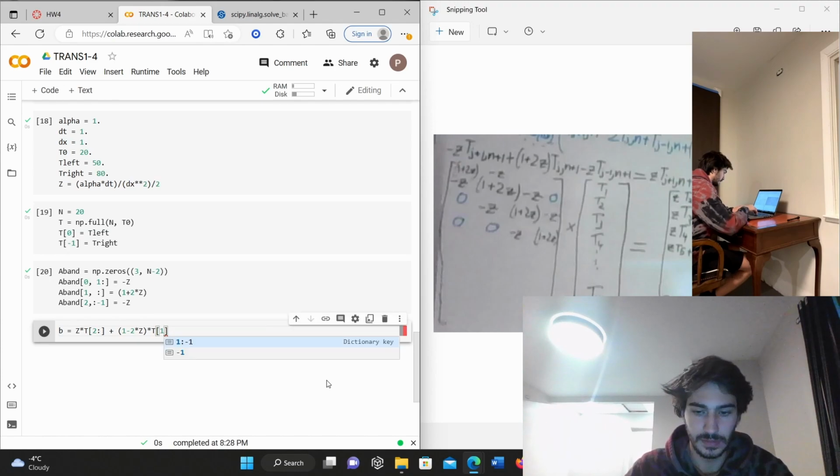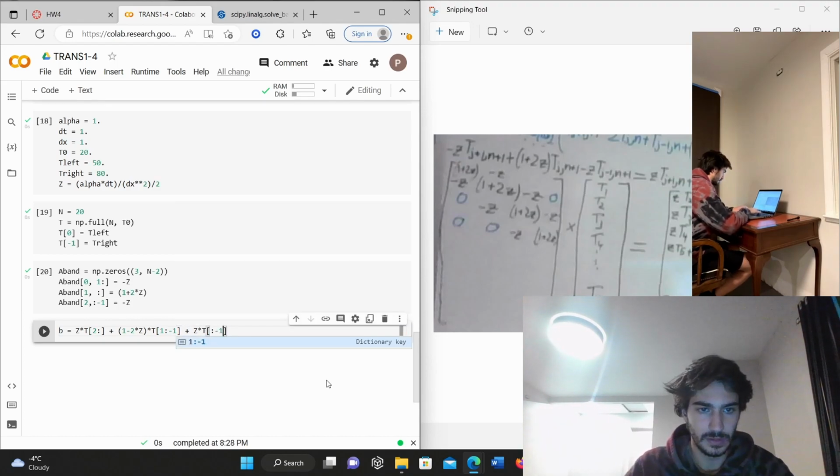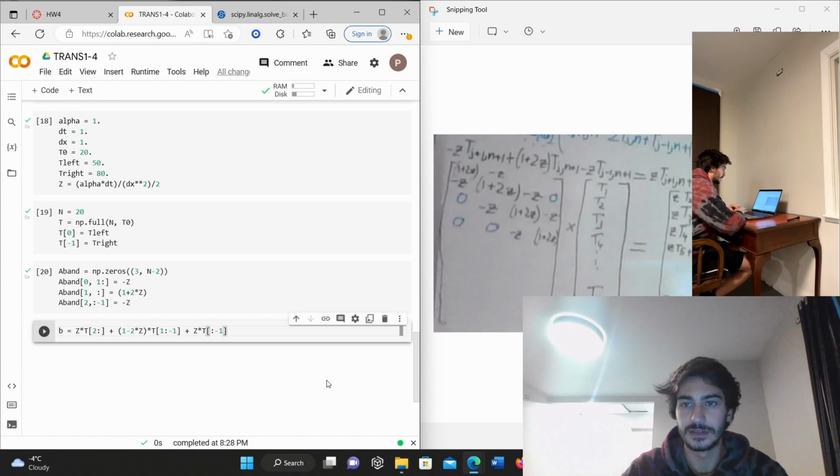We want this from the first and all the way through the second to last one, and then plus this last one. We have z times temperature. It should be all the way through to the last one. Then, if you may recall, we had some issues with T1 and Tn-1, as an extra z T of 0 showed up and an extra one here showed up, so we have to go ahead and encounter that in our code, right?